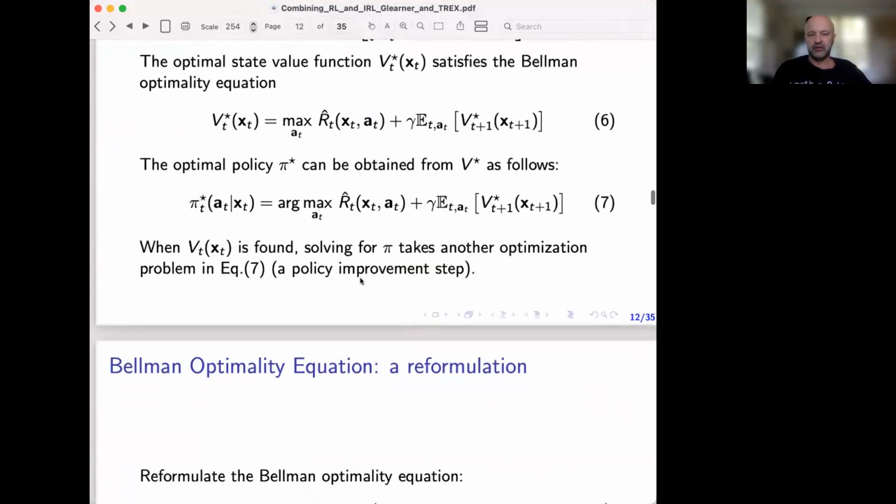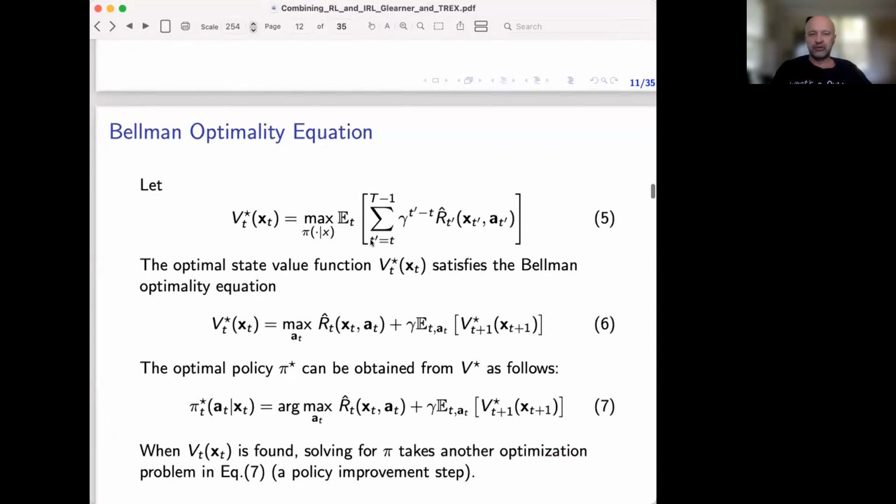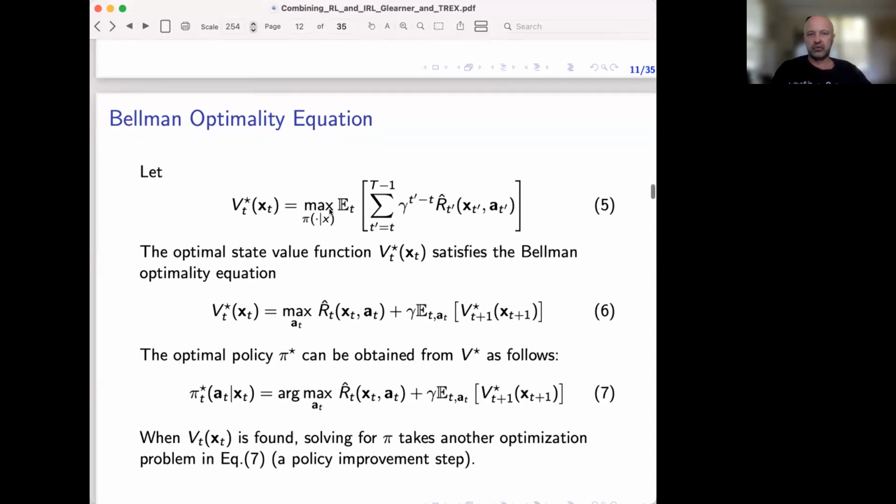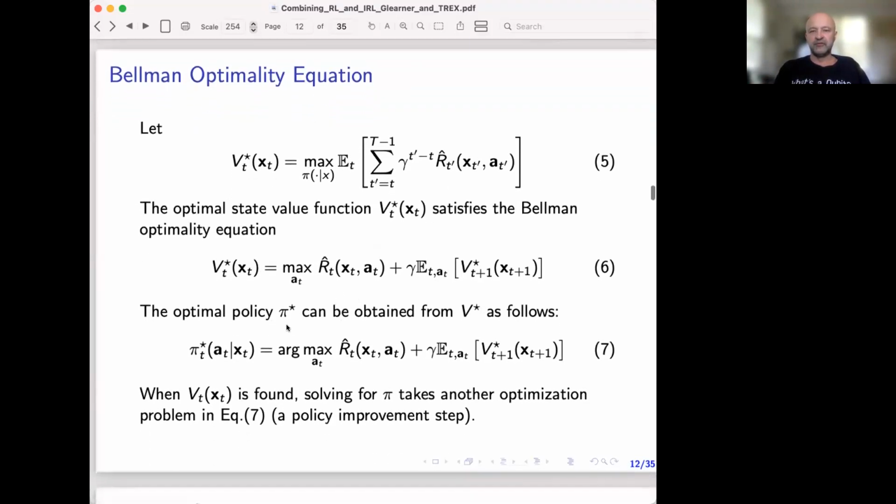Now I will give you a brief derivation of G-learning. G-learning is obtained according to the following steps. Here is just a refresher on the Bellman optimality equation, which relates the optimal value function, called here V star, with the expected cumulative reward. The next equation gives you the Bellman optimality equation, which relates the optimal value function with itself at a later point in time. It also gives you the definition of the optimal policy. This equation implies that we deal with a deterministic policy, and this policy is obtained simply by maximizing this whole expression on the right hand side with respect to actions A. So it's the argmax of this whole expression.